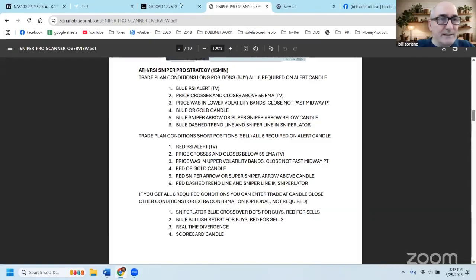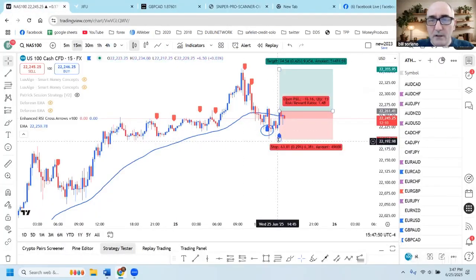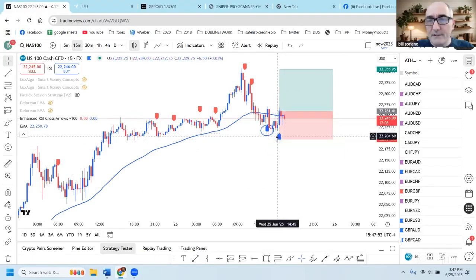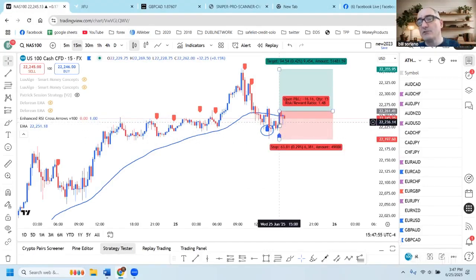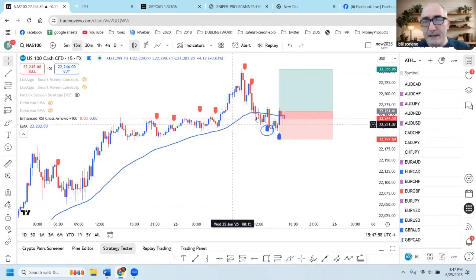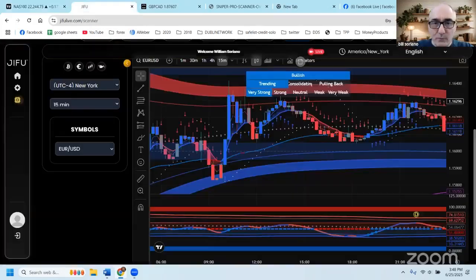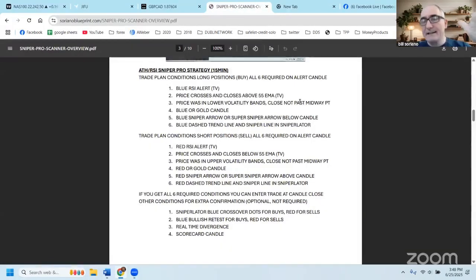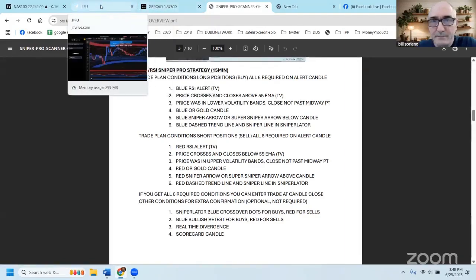Okay. And that trade idea candle is what we see on TradingView here, where we get our indicator come out and price crosses and closes on the correct side of the 55 EMA. That's the first two, and that's very important. Now, that gives us a trade idea. Now, whether or not it's confirmed is based off of what we see on the JIFU scanner here, right? Did that get into the lower volatility band for a buy, but not close above the midway point, or did it get into the upper volatility band for a sell and not close past the midway point, right?